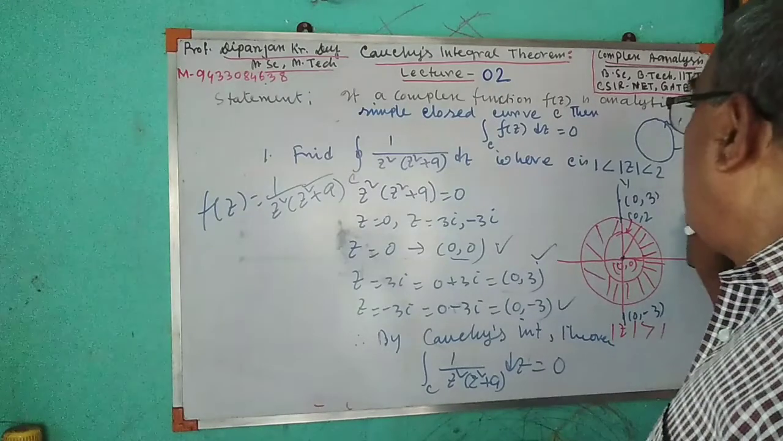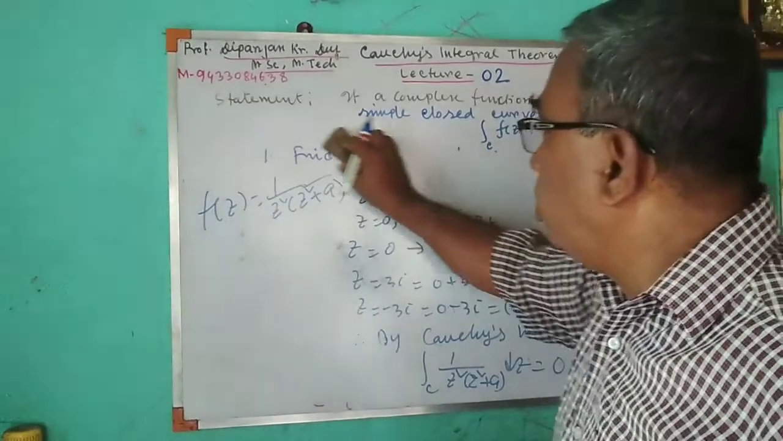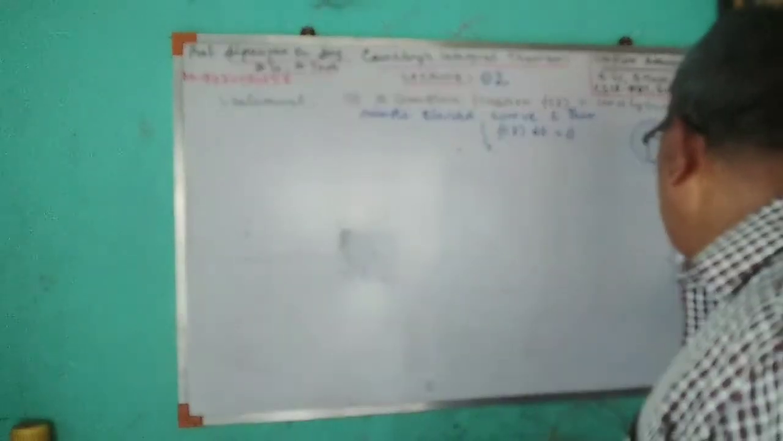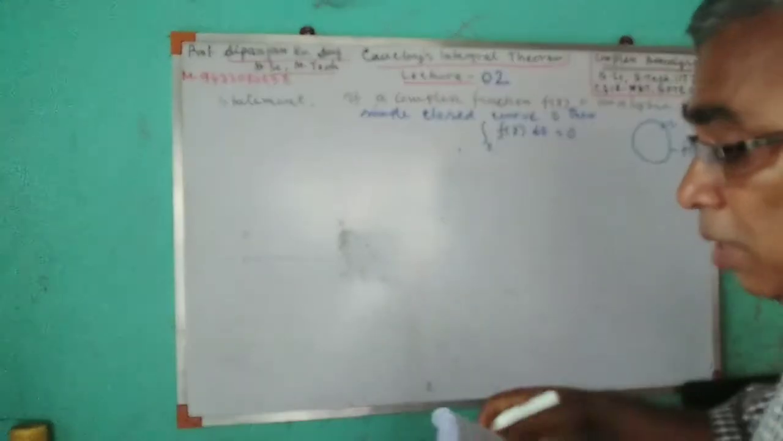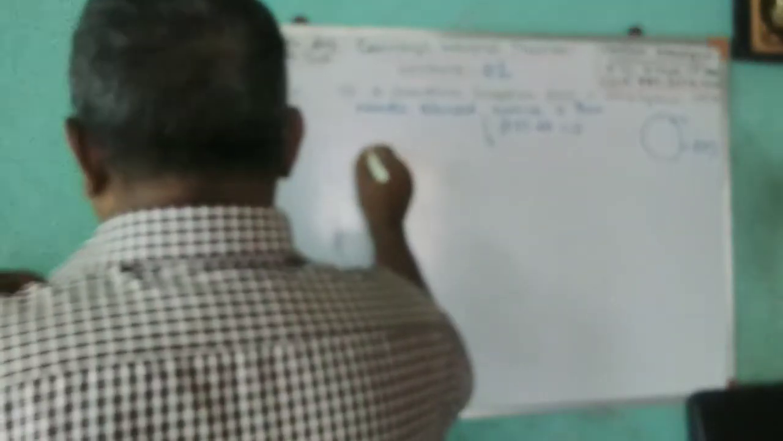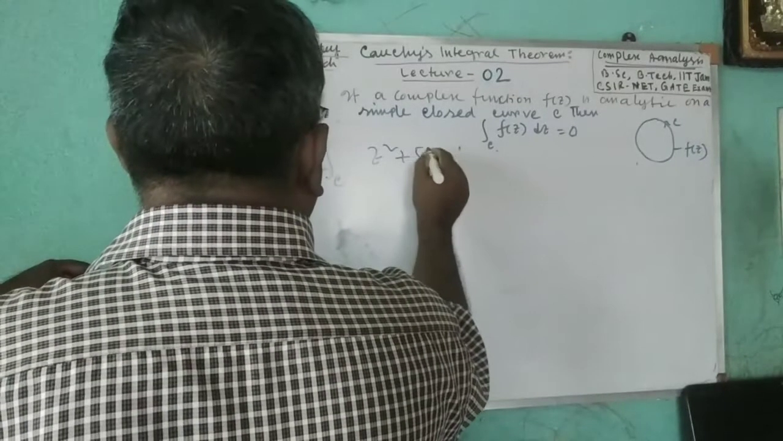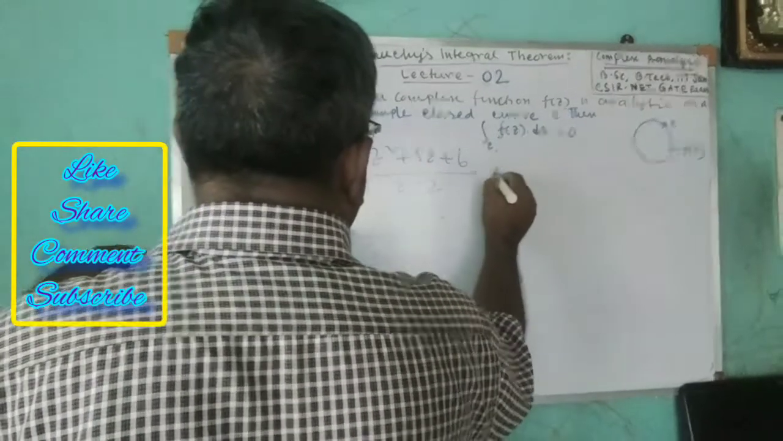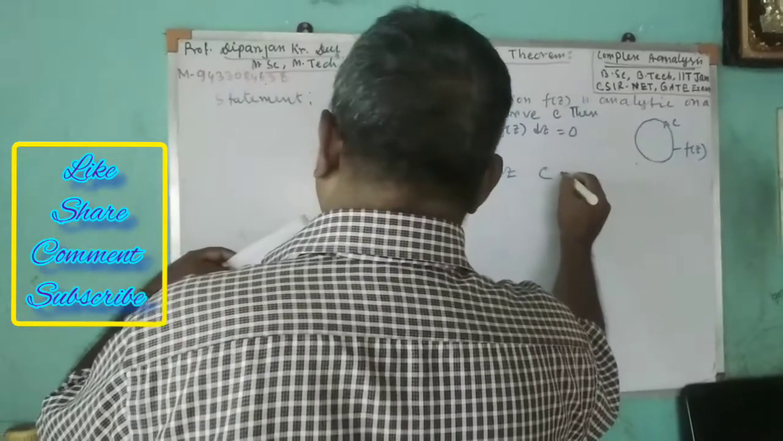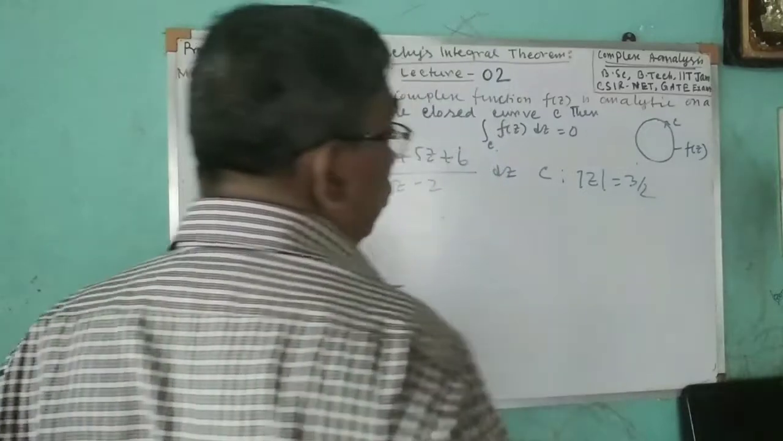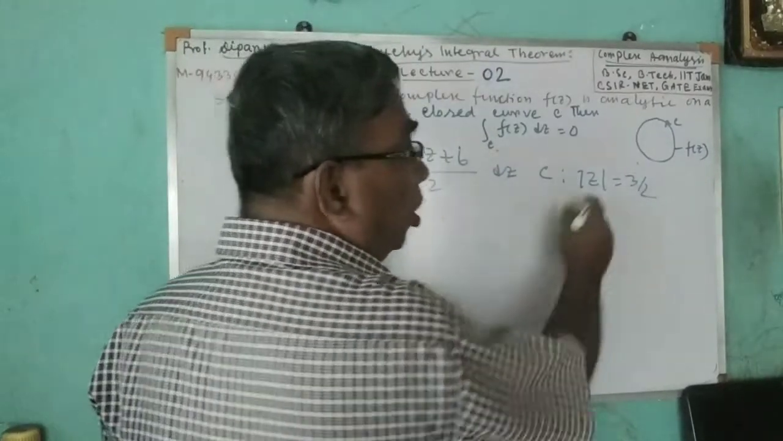Now I am solving the second example, very important. What is the second sum? Evaluate the integration over C of z square plus 5z plus 6 by z minus 2 dz, where C is mod z equal to 3 by 2.